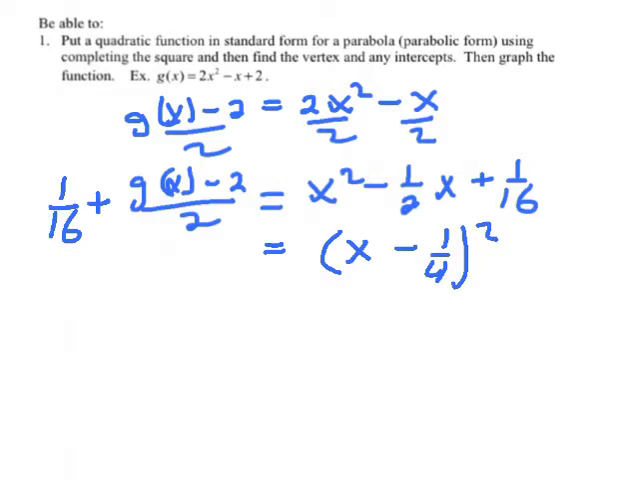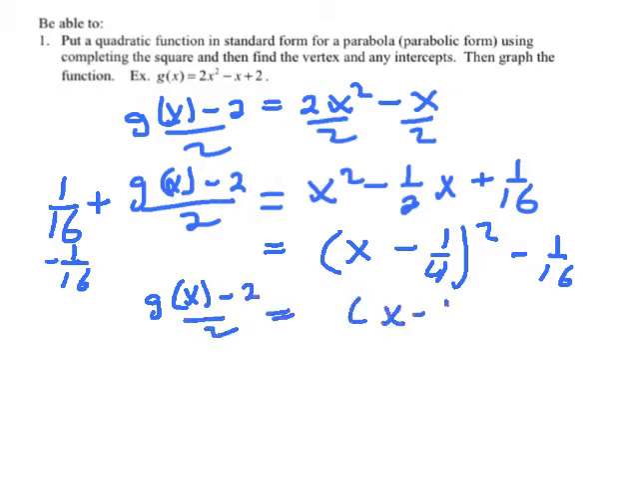Okay, now instead of moving it down, I'm going to move this 1/16. I'm going to subtract this 1/16 from both sides here. So let's subtract 1/16 from this side, which means I'm going to subtract 1/16 over here. So now I have g of x minus 2 over 2 is equal to x minus a quarter, the quantity squared, minus a 16th.